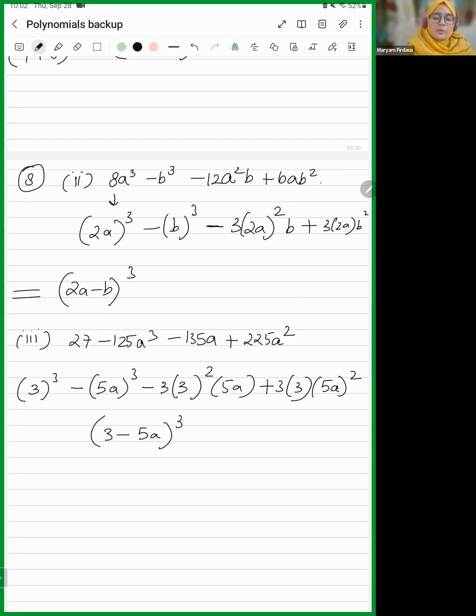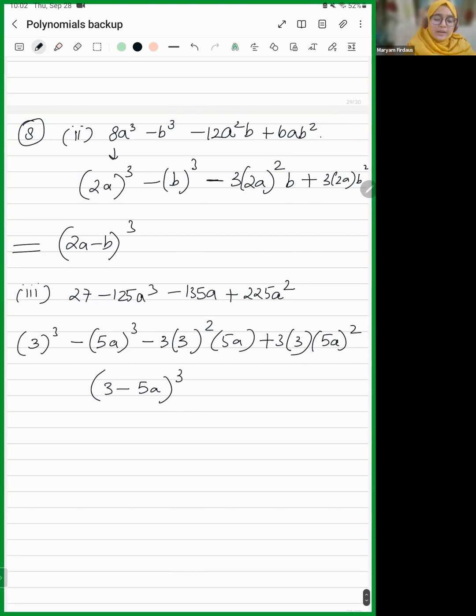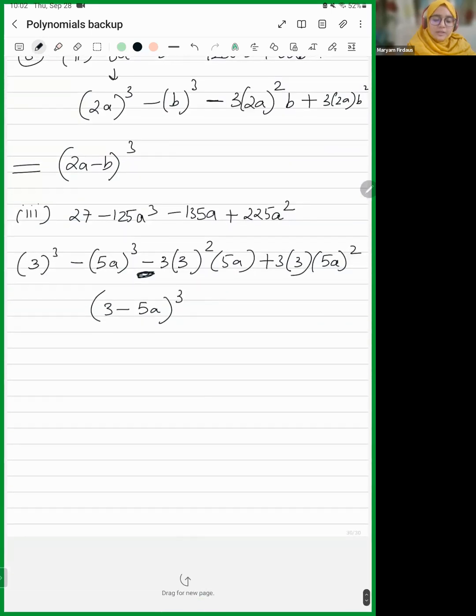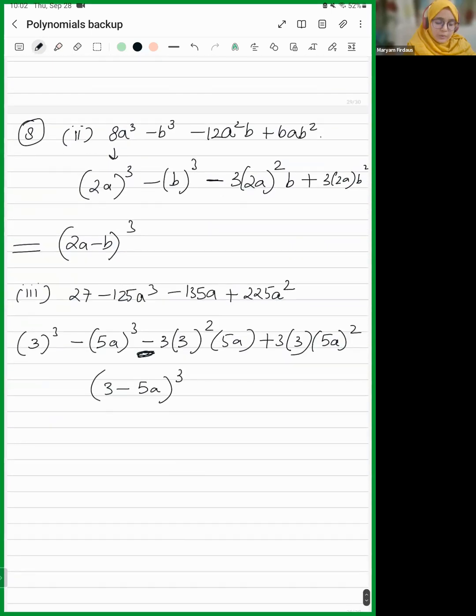And how do we know which term we have to write? Just look at the sign. I saw minus sign, so I wrote minus sign here. I saw a, so I said, well, obviously it won't be 5a square, right? Because a is not square over here. So I didn't write square on 5a, I wrote the square on 3. So you just have to look at the question in that way. So this becomes 3 minus 5a whole cubed. Is that okay?